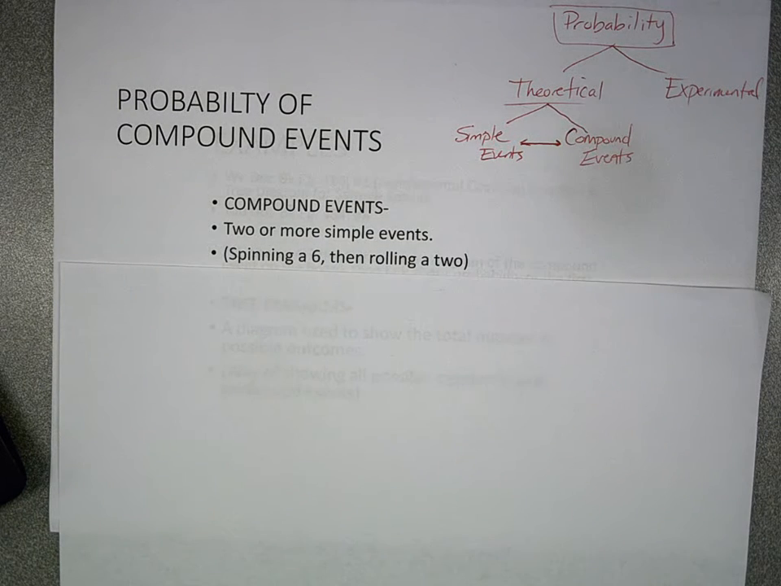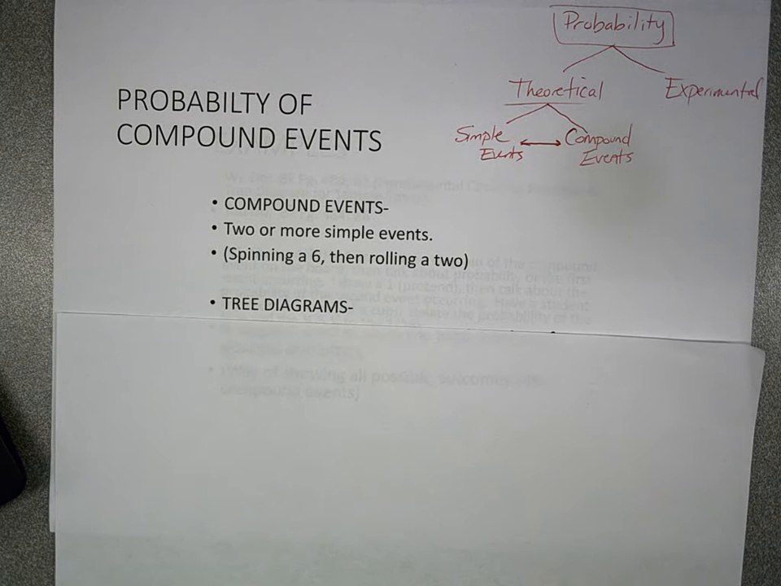Now, during this time, I'm going to show you a couple of different strategies on how to solve compound events. Sometimes either one of them would work. There are other times where maybe only one strategy will work, and we'll talk about that in a bit. One of the strategies we're going to use is something called a tree diagram. Everyone? Tree diagram. You guys have probably seen a tree diagram before, but maybe not when it comes to probability.